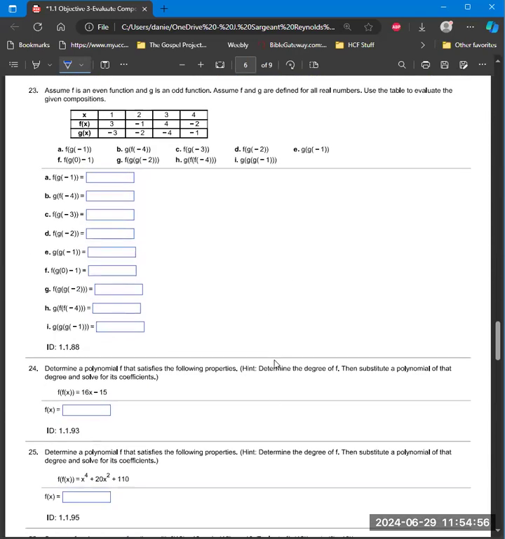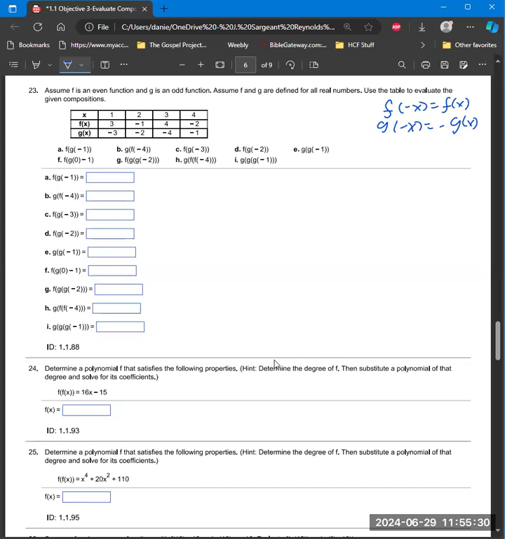Assume that f is an even function and g is an odd function. Assume that f and g are defined at all real numbers. Use the table to evaluate the given compositions. So this means that f of negative x is equal to f of x. This means g of negative x is going to be equal to negative g of x when they tell us that f is even and g is odd. So we might need to use that here since they only gave us positive numbers here.